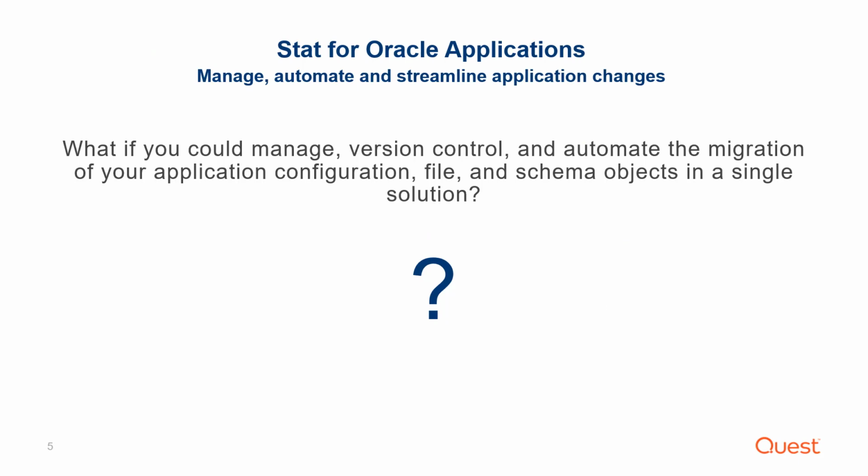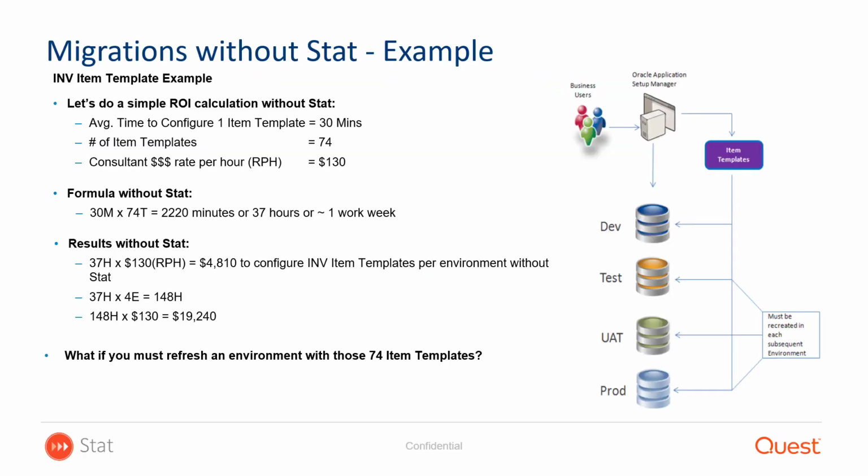Think about it for a moment. What if you could manage, version control, and automate the migration of your application configuration, file, and schema objects in a single solution? How much time, effort, and human error would be reduced? I expect your audits would also improve as well.